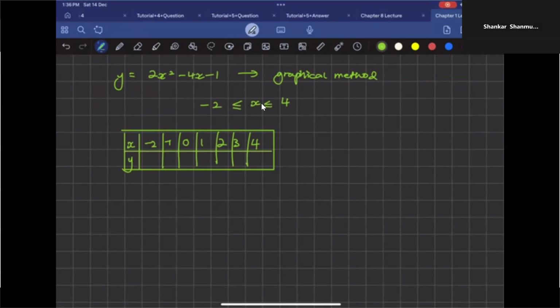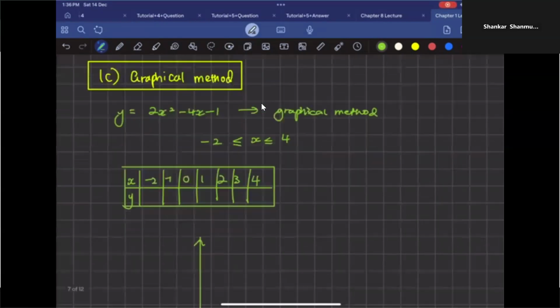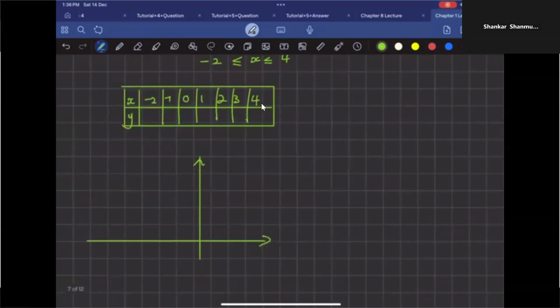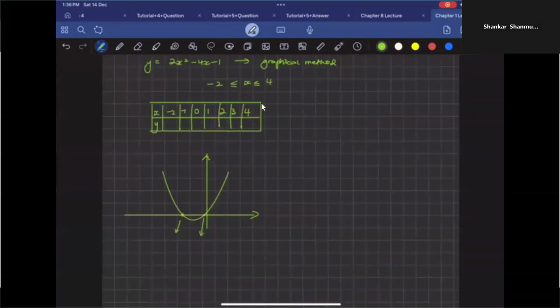Once you do this, all you have to do is just plot the graph, okay? Plot the graph. So let's say just for example, the graph looks like this. So your answers would be your reading; you should just read off these two values. So these are your values.